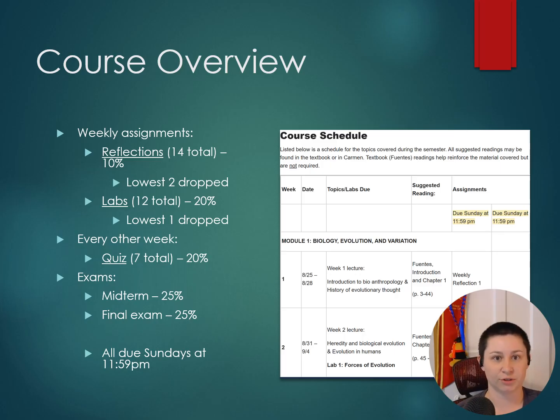The lowest 2 are dropped. So if there are a couple weeks where you just don't write enough to get full credit, or if you can't turn them in, we drop the lowest 2.